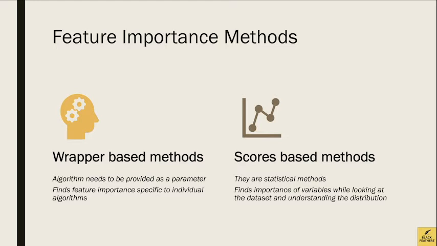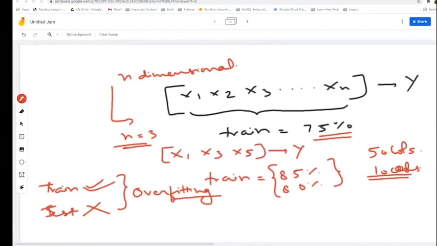When it comes to wrapper based methods, we actually pass an algorithm inside to find what are the best feature set. That means the features that we will be getting as an output will be specific to that particular algorithm that we have passed inside the wrapper. So these two methods are the major methods that we will be using.